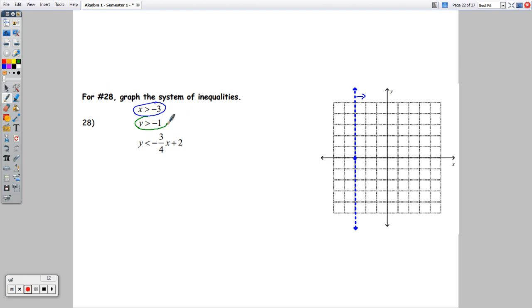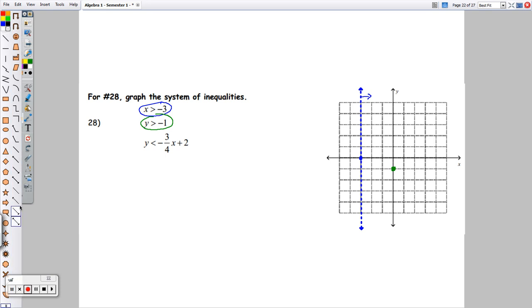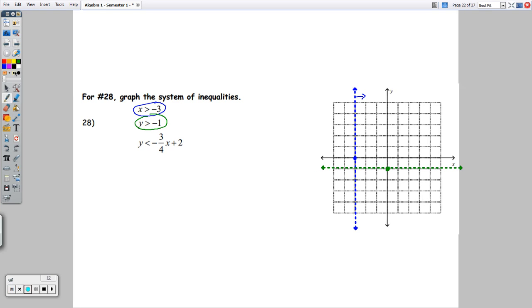Y is greater than negative 1. I'll do this one in green. Think of it as y equals negative 1 at first. So right there, y equals negative 1. And you'd have a horizontal line there. It's not or equal to, so it has to be dashed instead of solid. So I'm going to draw a dashed green line right there. And we are saying things that are greater than negative 1, so that would be above that line rather than below that line.